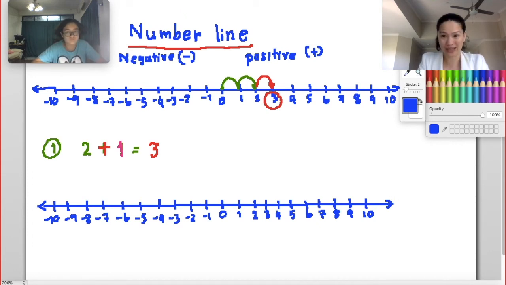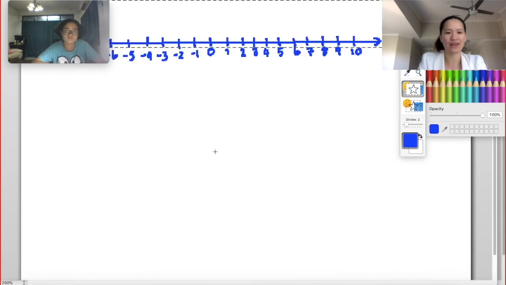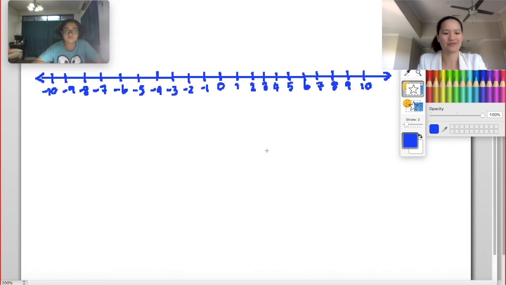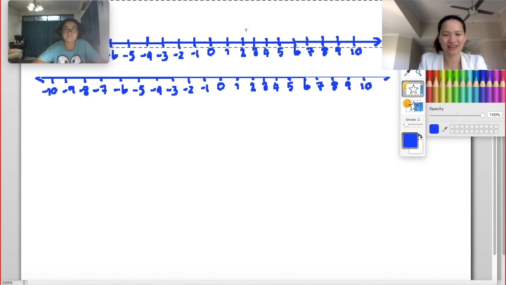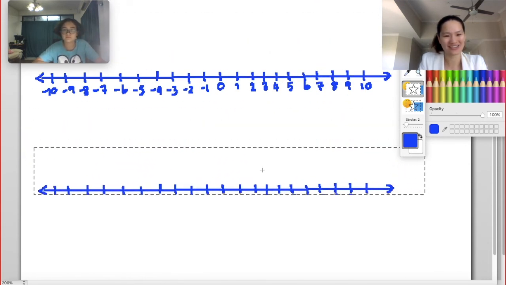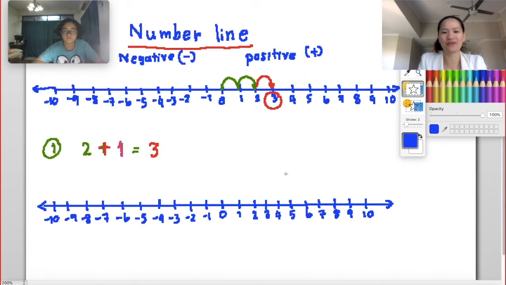What I'm going to do next, I'm going to do like this. Now I'm going to copy, and then Control V. We have another number line here. Look, does that look good? Another number line here. Does that look cool? Okay, cool. We'll come back to our first one.